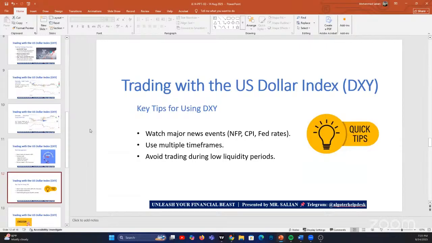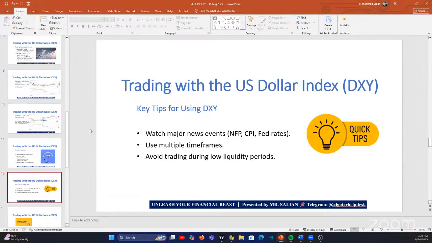Always go to Forex Factory and check for the major news events. Big impact news like NFP, CPI, PPI, and Fed rates, among others. Always check that before trading, but you always have some time because usually these things are happening around 8:30 p.m. at night in the Philippines.